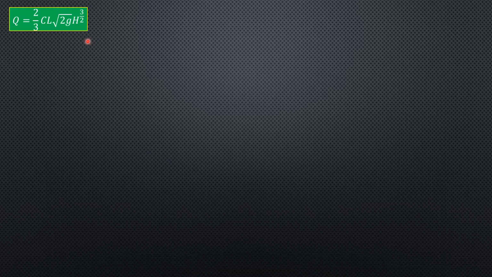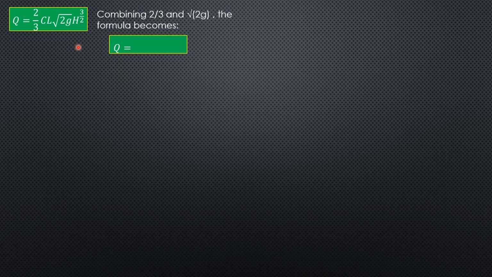Combining the constant 2/3 and the square root of 2g, which is the square root of 19.62, we can develop a formula which is easier to recall. Q equals 2.953 C L H to the 3/2. That would be the result after we combine 2/3 and square root of 2g as one constant.